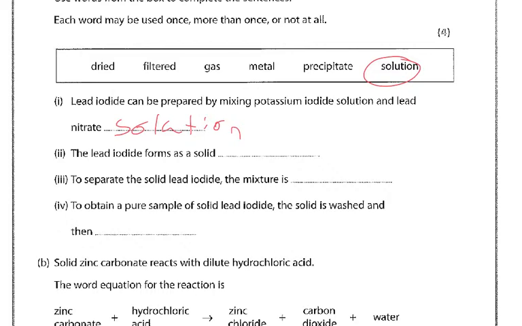Lead iodide forms a solid something. It's not going to form a solid metal because lead iodide is a salt, not a metal. We know the question is about salts, it told us at the start. So it's going to be a solid precipitate, that's the only other thing that can be a solid there.